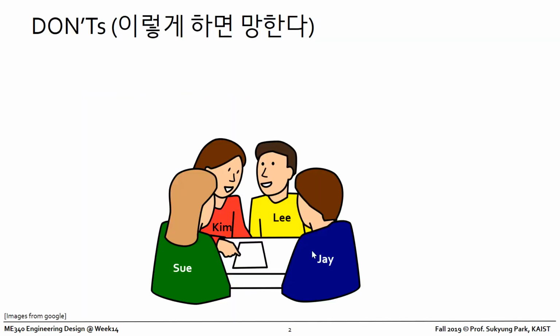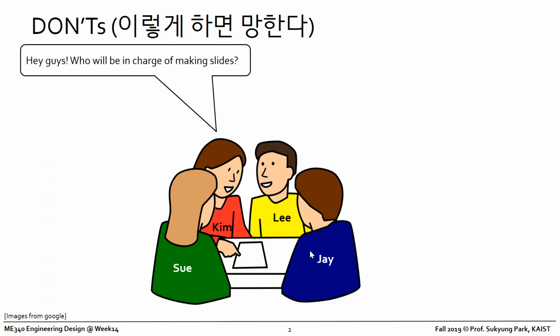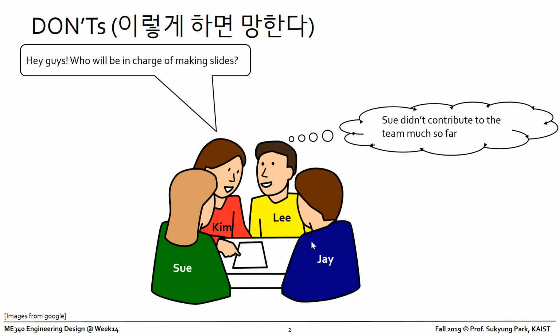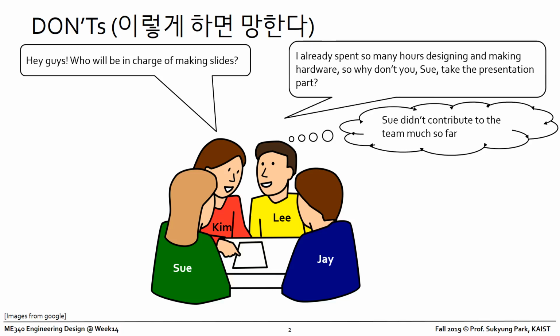So most of you get together as a group, and then Kim says, oh, now is the time to prepare the final presentation, and then Lee thinks Sue didn't contribute to the team throughout the semester, so she has to take charge of preparing it. So he says, why don't you, Sue, take the presentation part?